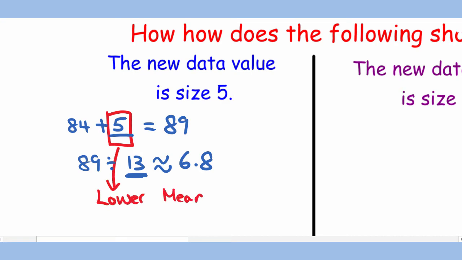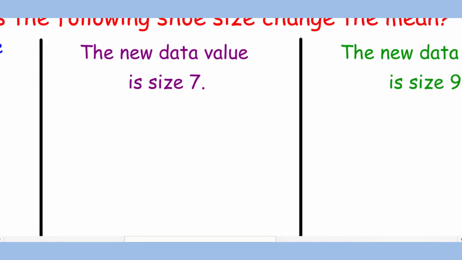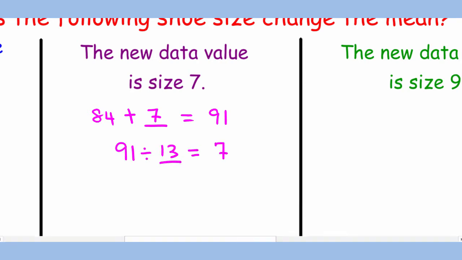which means adding 5 brings us a mean that's lower than the original. Now, if the new data is 7, the new sum of 84 plus 7 is 91. And 91 divided by 13 brings us 7 as the mean. This is exactly the same as the original mean.